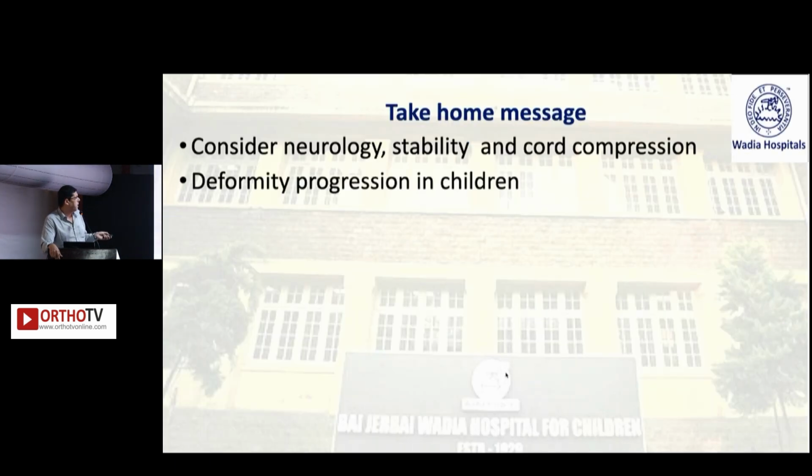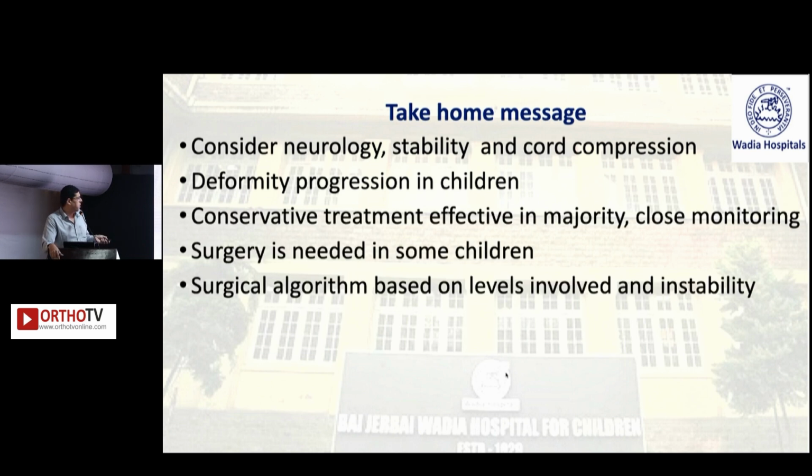The take-home message really is to consider the neurology, stability and cord compression, look at the deformity progression in children, and conservative treatment is actually effective in the majority. You have to monitor them closely during the treatment and even after the treatment. We do the MRI 3 monthly. PET CT and all is not feasible. These patients are poor, they can't afford more and more tests. So you need to keep things in perspective. Surgery is needed in some children, and the surgical algorithm can be based on the levels involved, stability and neurology.